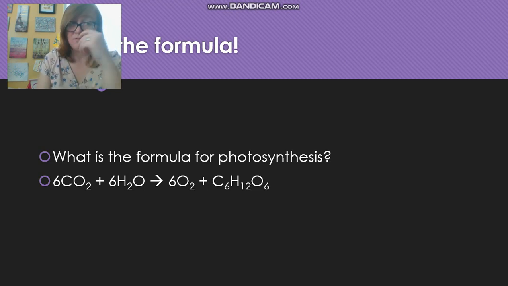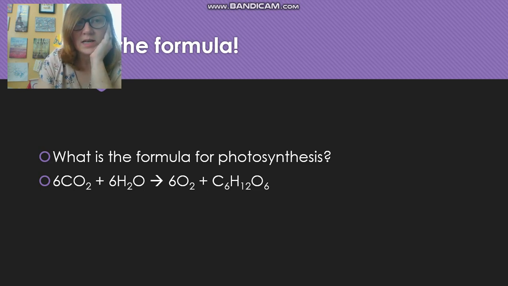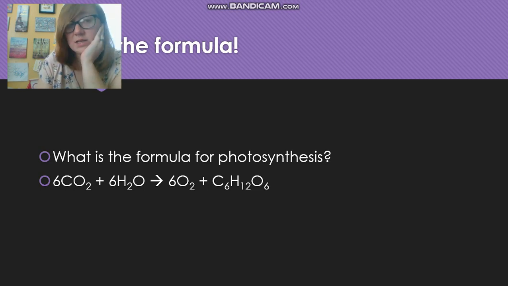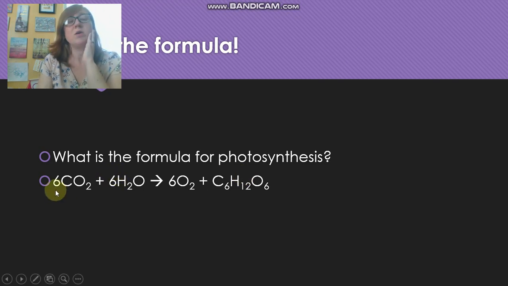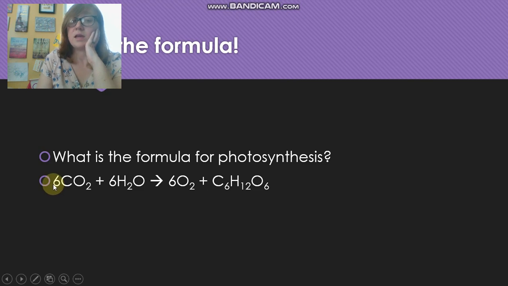Okay. Think about math in math class. If you multiply one side or one thing by 3, is that the only thing you have to multiply, or do you have to do the same thing to both sides? You have to do the same thing to both sides. So if we have to multiply by 3 to get to 18, then we're going to have to multiply everything else in this formula by 3. So that will give us 18 waters, 18 oxygen, and 3 sugars.